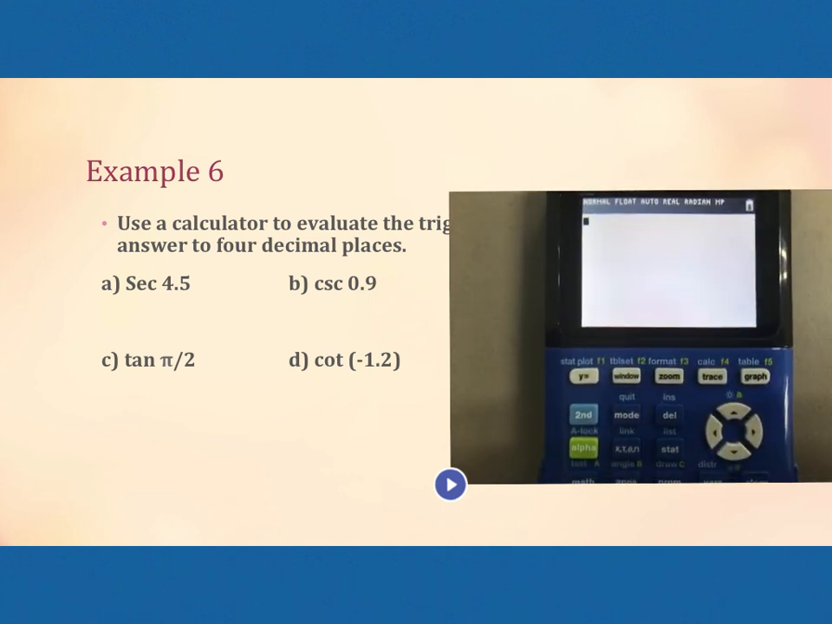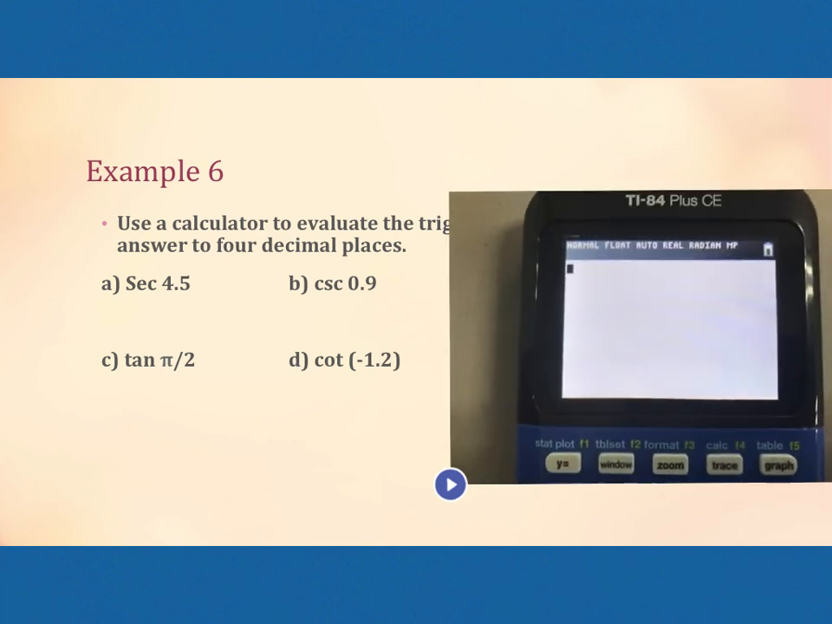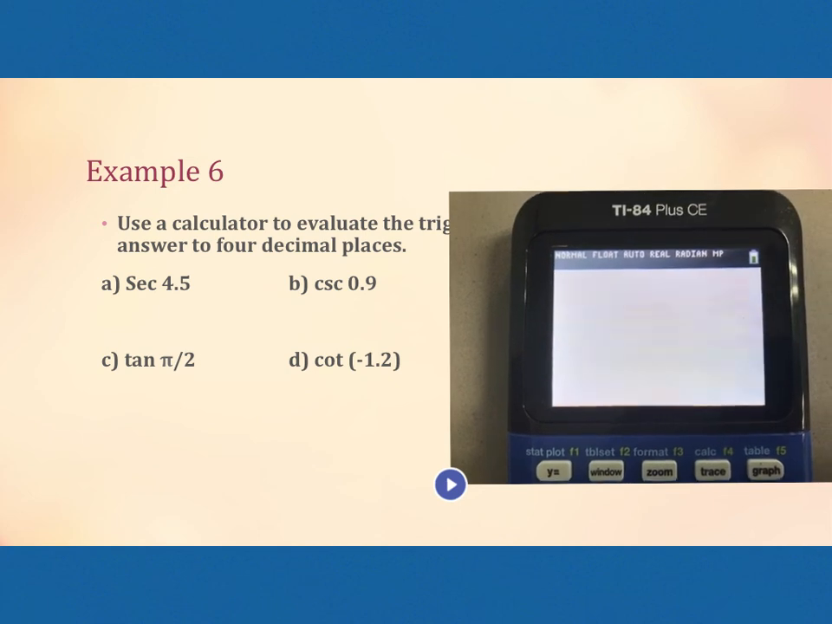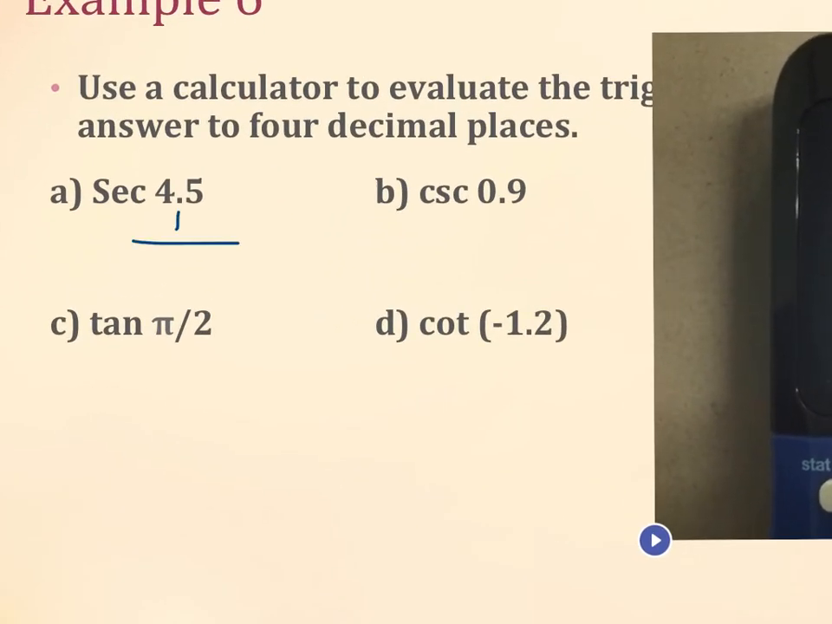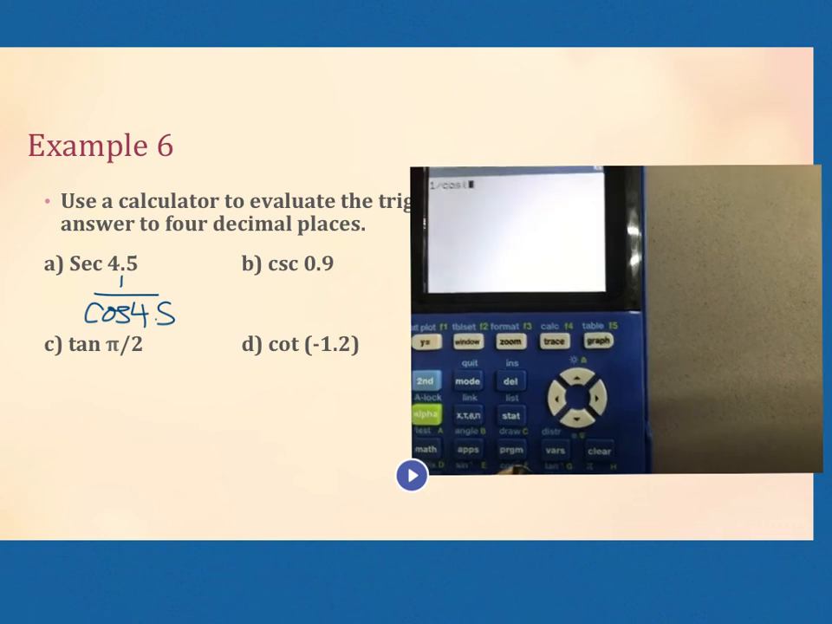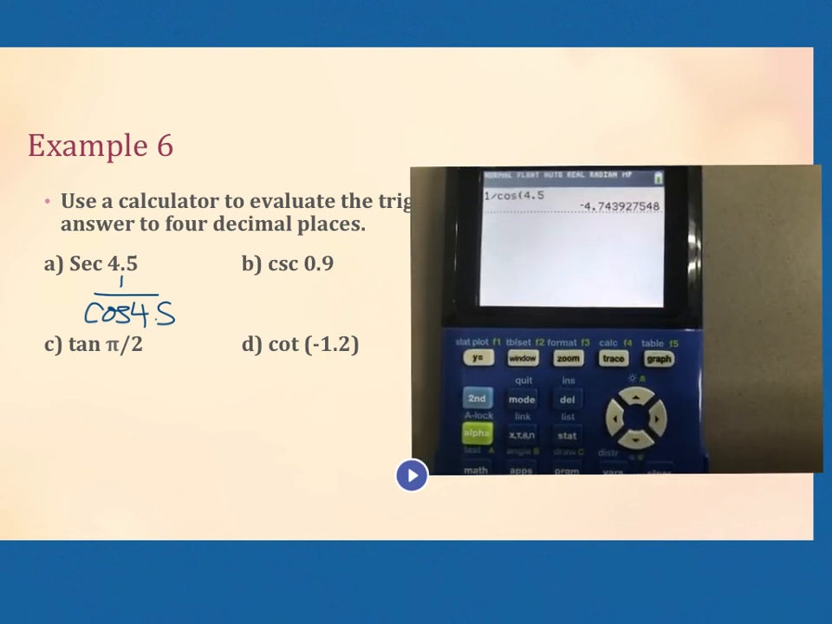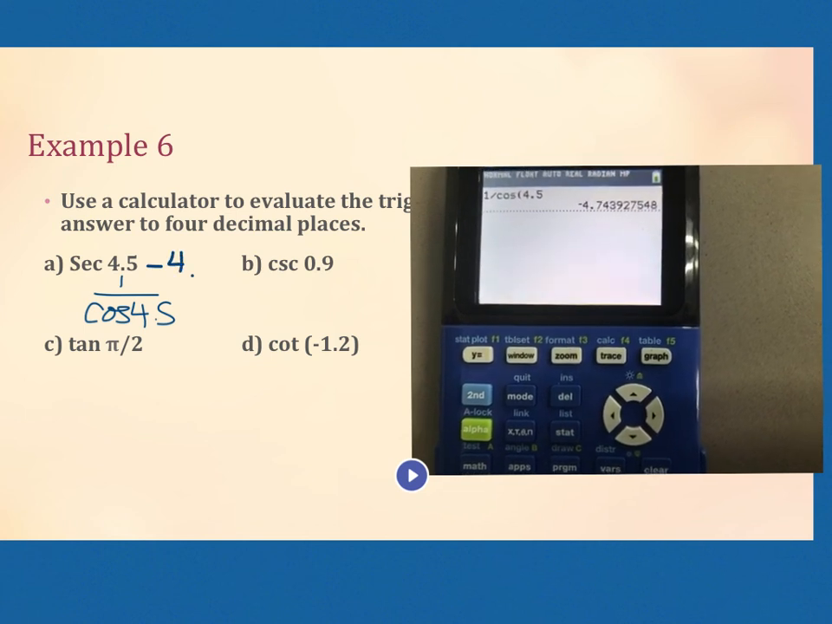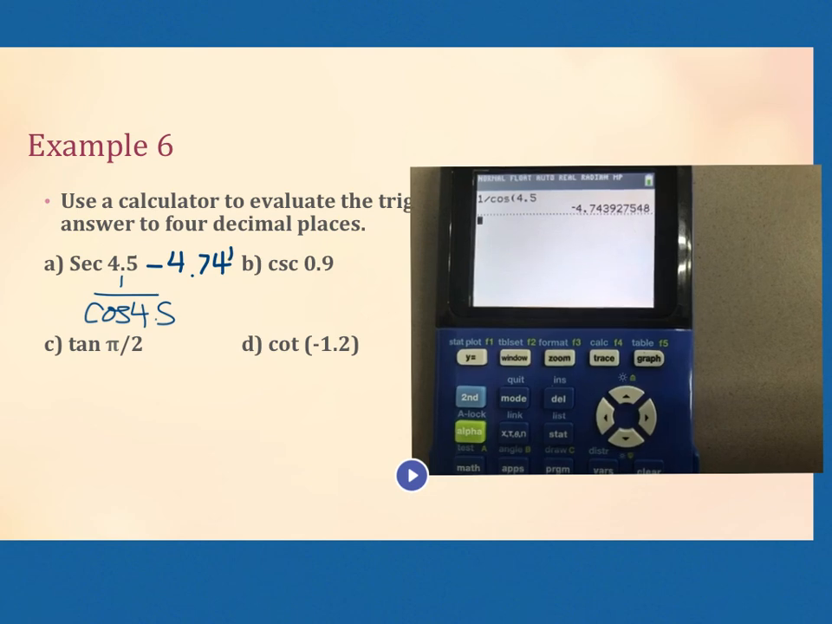What trig functions do you have? Sine, cosine, and tangent, right? You don't have the reciprocal functions. So I have to say that secant would be the same thing as 1 over the cosine of 4.5, and then that's how you type it in. So 1 divided by the cosine of 4.5, making sure you're in radians, and that's negative 4.7439, so 744.